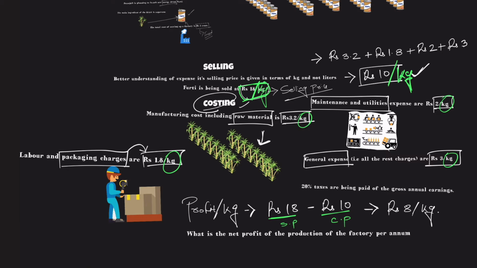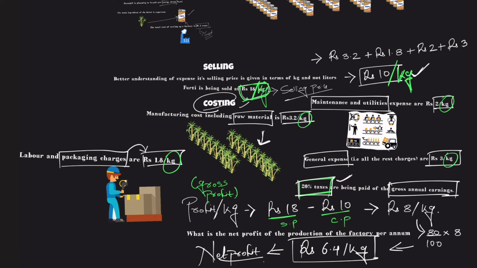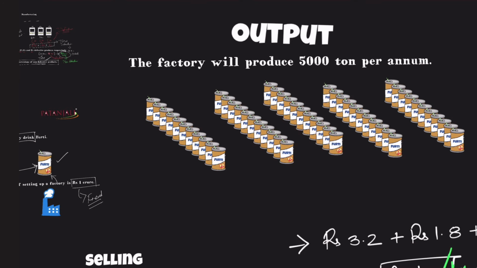That is my profit. But then comes the government. I'll have to pay taxes to that. This is a gross profit. I'll have to pay tax, so that my net profit will be different. 20% of whatever is my profit goes as a tax. So what am I left with? I'll be left with 80%, because 20% of it will go as a tax. What is 80% of 8? That is nothing but 6.4. Now that is the net profit that I'll earn by selling Furti on 1 kg. On every 1 kg that I am selling of Furti, I'll earn a profit of rupees 6.4.